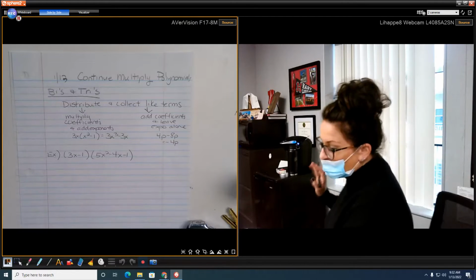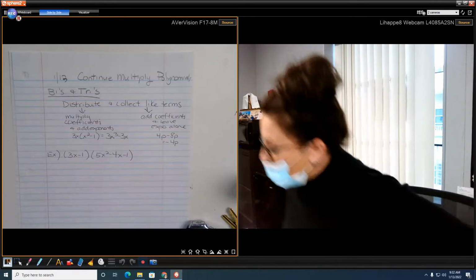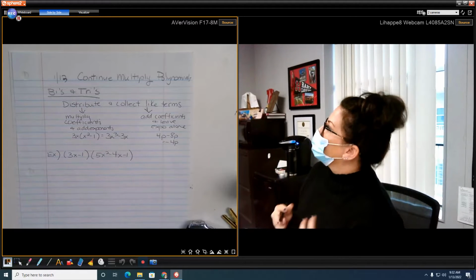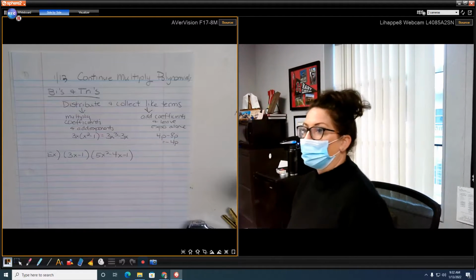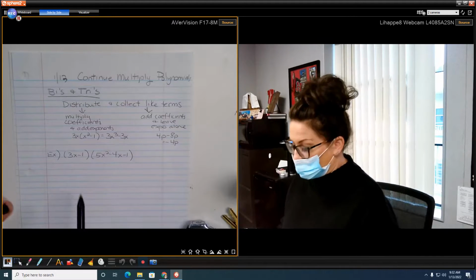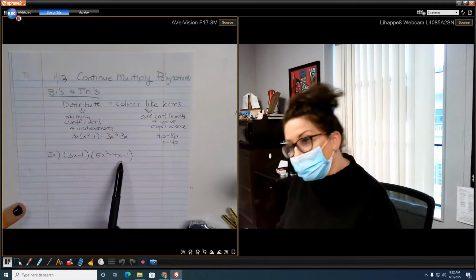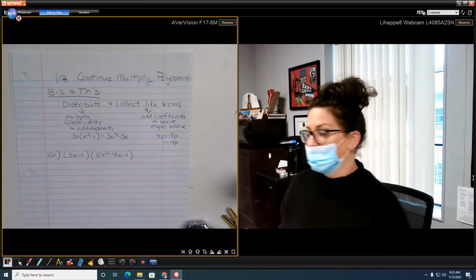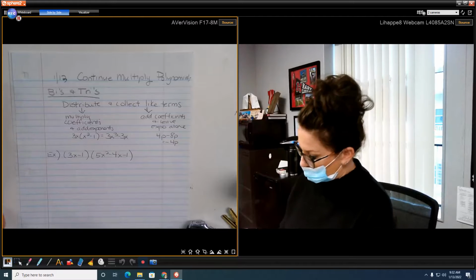This is if we're going to multiply polynomials where it's not FOIL from yesterday. And so we're going to have bis and tris, or tris and tris. And the thing with this is it's not difficult. We're doing the same thing. We're going to distribute and collect like terms, but we're just going to keep ourselves organized. Not difficult, it's just more tedious.